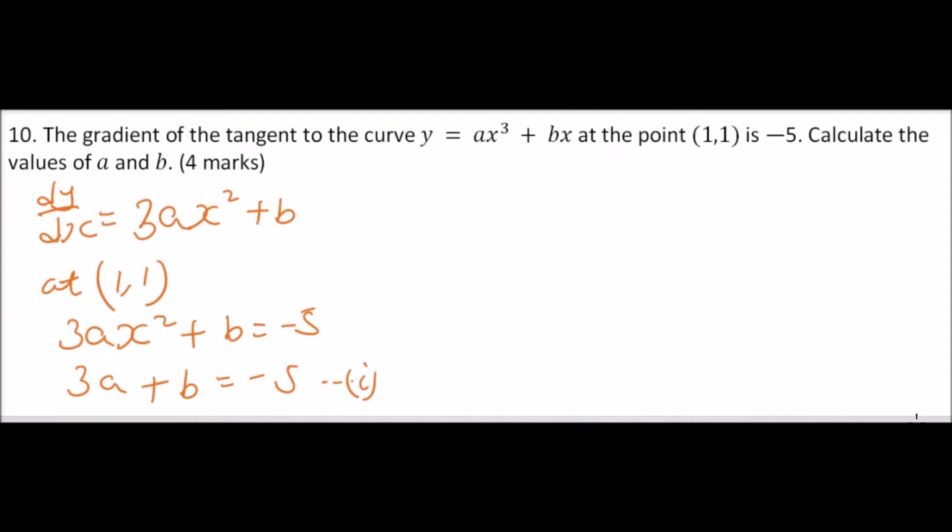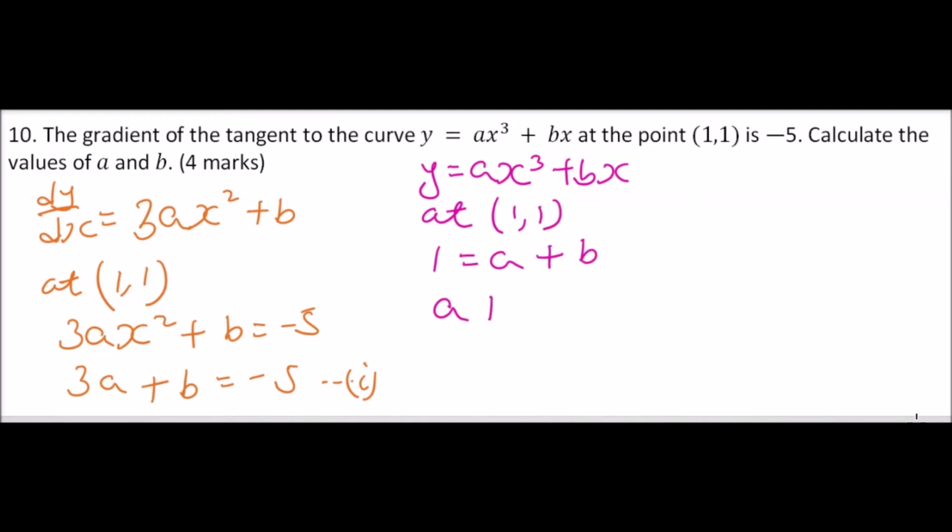Then again, we are told that y is equal to ax cubed plus bx. So at the point 1, 1, we can replace the value of x and the value of y is 1. So we say 1 is equal to, x is 1, so 1 cubed is the same as 1, and you multiply by a, it remains the same, plus b multiplied by 1, that will give you b, and we can rearrange this as a plus b is equal to 1. So let's call that equation 2.